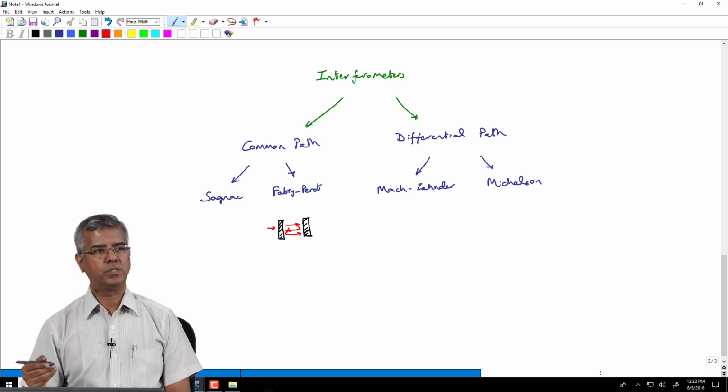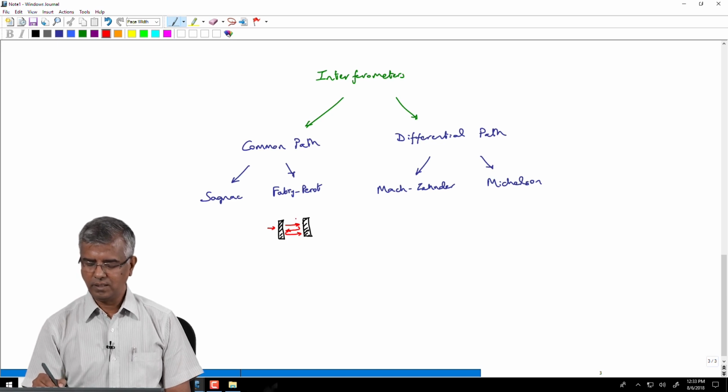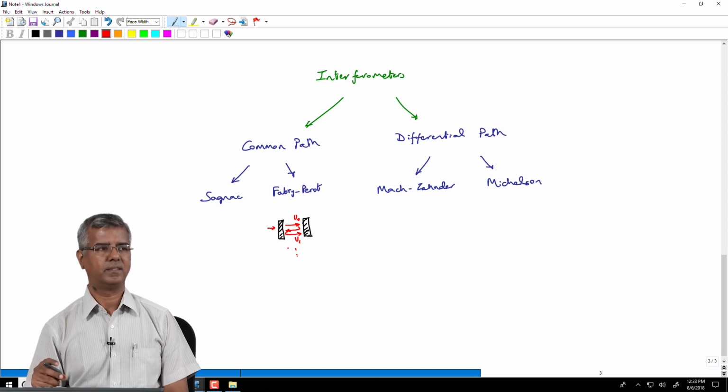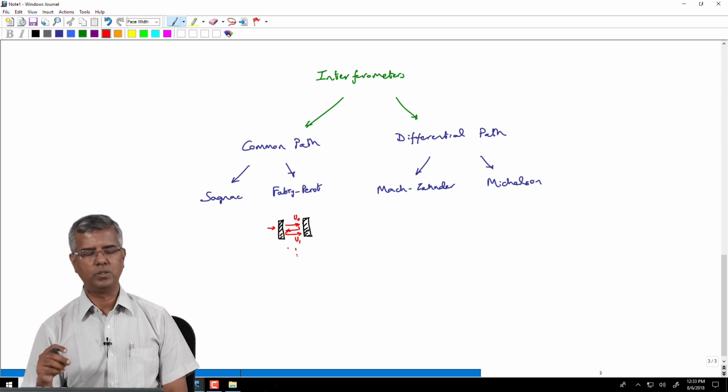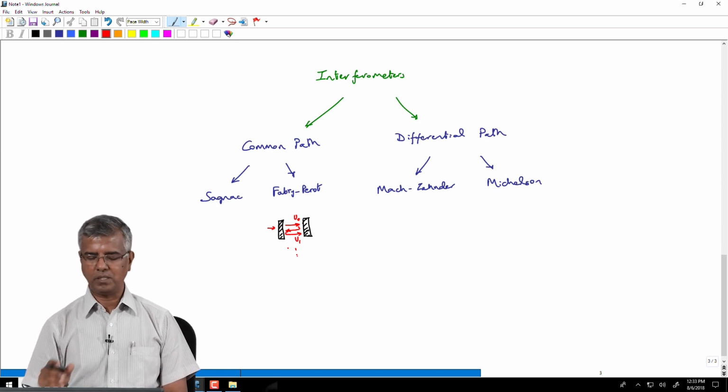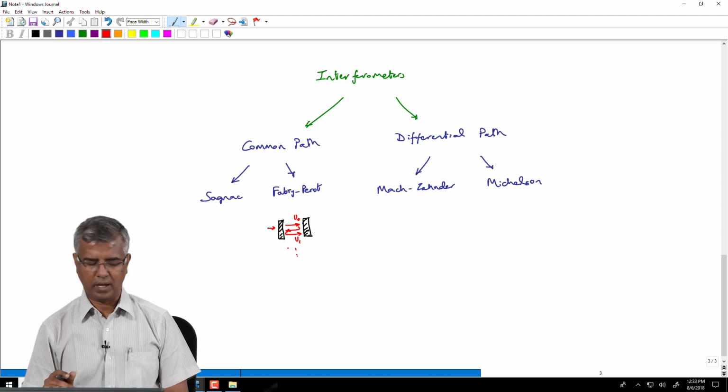So what are the sources? What are the multiple interfering sources? It will correspond to, say, this is U0, U1, U2, and so on. So you can have multiple bounces, and all of these are coming to this other mirror, where you can actually have an interference between all those waves. Okay, so that is what you are typically looking at as far as a Fabry-Perot interferometer.